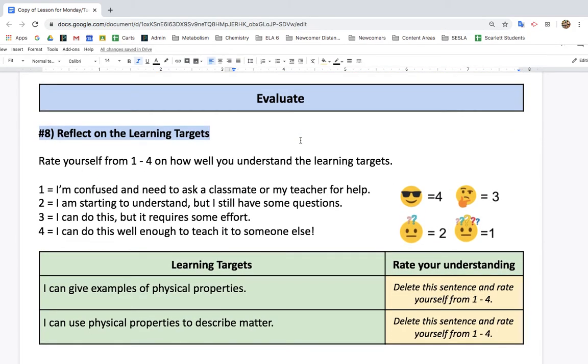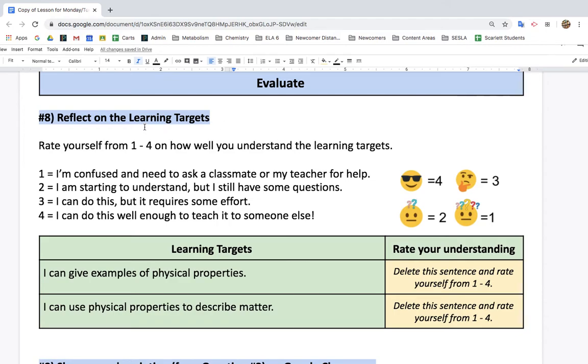All right, time to evaluate. Let's reflect on our learning targets. We're going to rate ourselves from 1 to 4 on how well we understand. Remembering that 1 is I'm still confused and need to ask a classmate or teacher for help. 2 is I'm starting to understand, but I've got some questions. 3, I can do it, but it requires effort. And 4 is I can do it well enough to teach someone else.